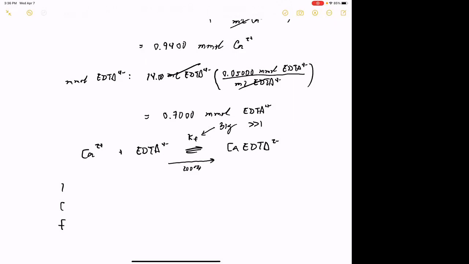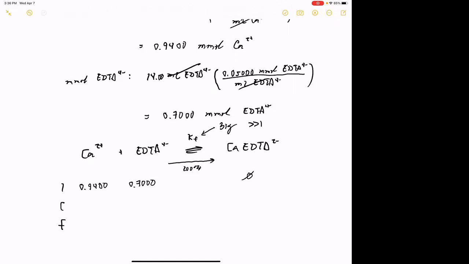So let's take the calcium number and put it in for my initial. And that's millimoles. I'm just dragging it right down from the calculation that we just did. The EDTA is 0.7. Okay, what do I have initially of the calcium EDTA complex? None. Yeah, 0, big fat 0, haven't made any yet.